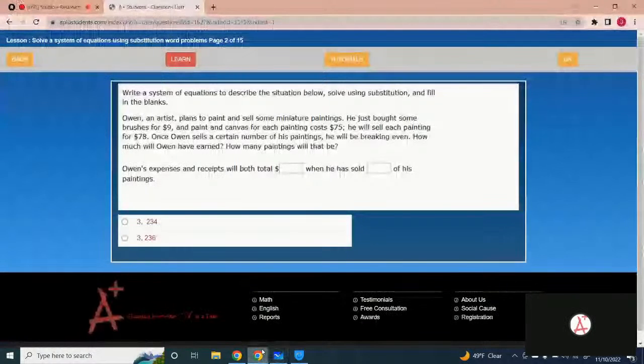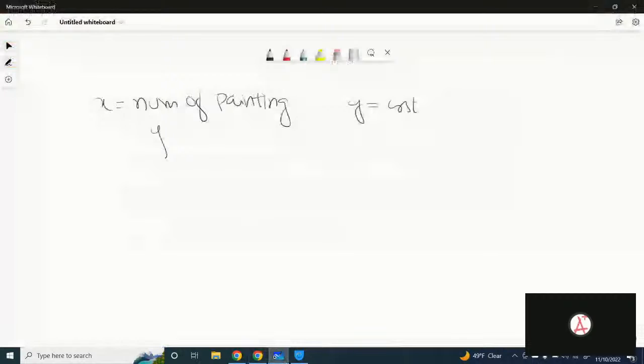He had bought some brushes for $9 and paint and canvas for each painting costs $75. Got it? So the painting cost is $75 and the brushes is 9. So it would be y equals 75x plus 9. Got it?